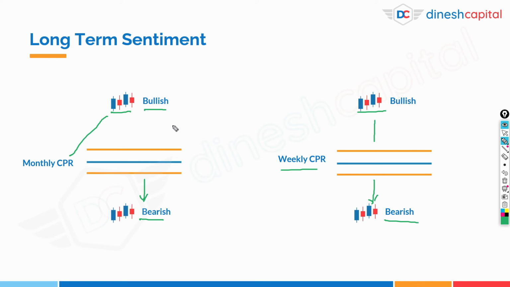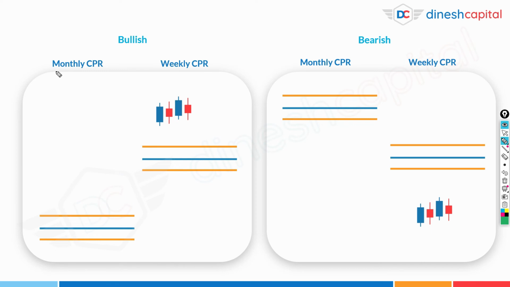In a bullish market, we try to buy on the lows, and in a bearish market we try to sell on the highs. And don't worry about resistance and support levels in long time frame CPR levels. It will not have a big impact on the market. We combine the monthly and weekly CPR levels to form the long-term sentiment for the current day.